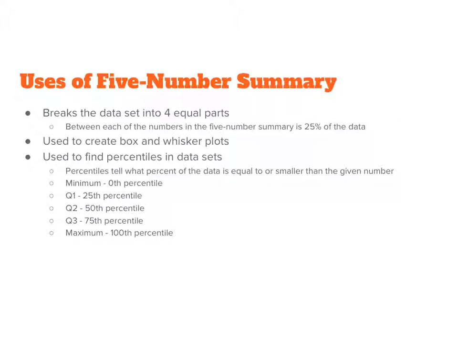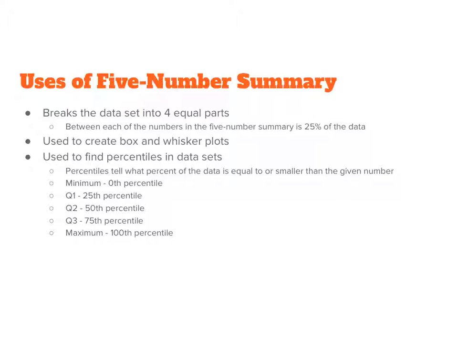So the uses that we have of the 5-number summary, it breaks the data set into 4 equal parts. So between each of the numbers in the 5-number summary is 25% of the data. We use it to create box and whisker plots. And it's also used to find percentiles in data sets. Percentiles tell what percent of the data is equal to or smaller than the given number.